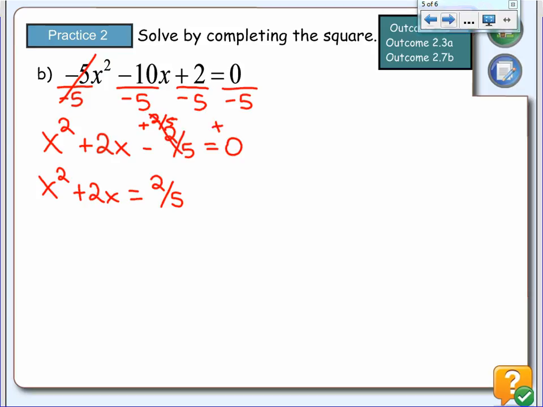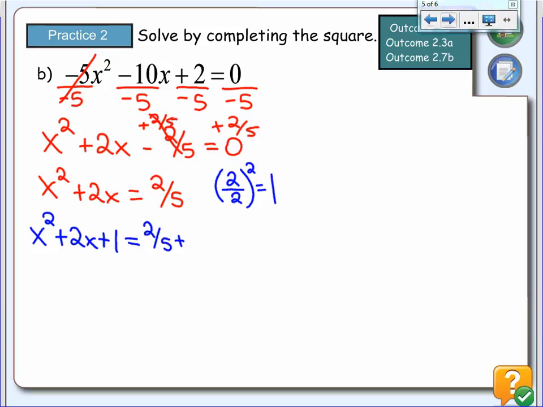Our third step is take your B value, divide it by 2. So our B value is 2, divided by 2, square it, and whatever you get, put it on both sides. So 2 divided by 2 is 1, 1 squared is 1, so now we have x squared plus 2x plus 1 equals 2 over 5 plus 1.